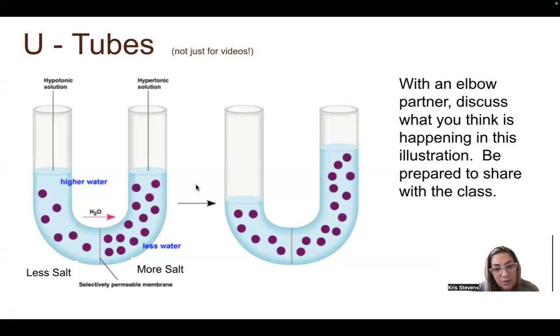This is confusing if you don't pay attention. The water is going to move to an area of high to low, high water concentration to low water. Don't think about the particles, think about what the water is doing. So over here, notice how the water moved over here because it went from a high to low concentration.